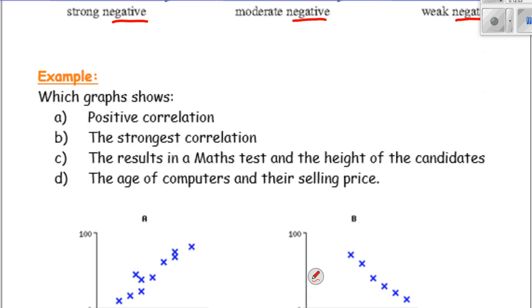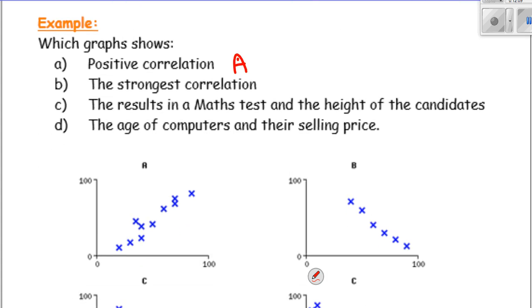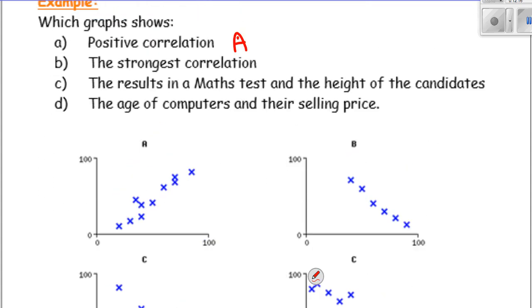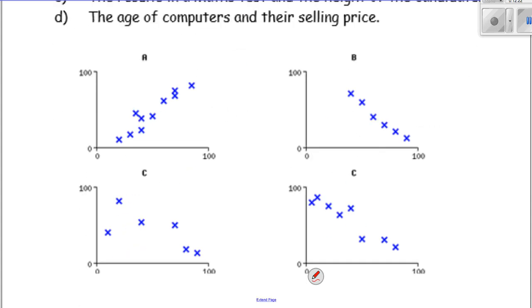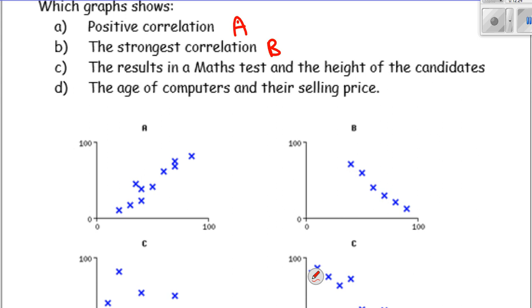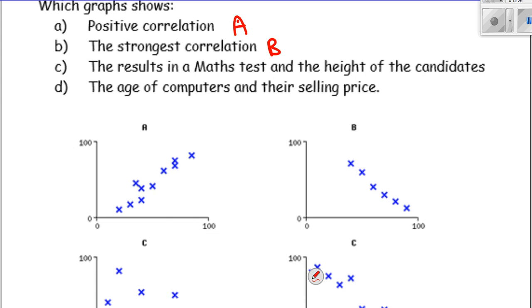Just say A. Which one has the strongest correlation, whether it's positive or negative, doesn't matter? Strongest correlation, what do you think? I wonder if you thought the same as me. B, maybe? Okay, it's pretty strong. Yep, pretty little scattering going on there. A is pretty strong as well. B maybe, fair enough. Let's say that it's B.